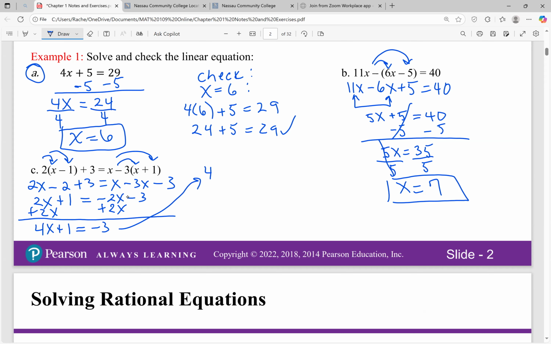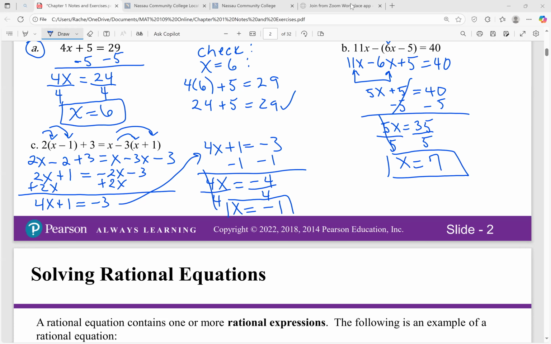So we get 4x plus 1 equals negative 3. And now I'm going to subtract 1 from both sides to get the constants to the right. So that's going to be 4x equals negative 4. And now we could divide by 4. And we're going to get x is equal to negative 1. And again, make sure you check your answers.